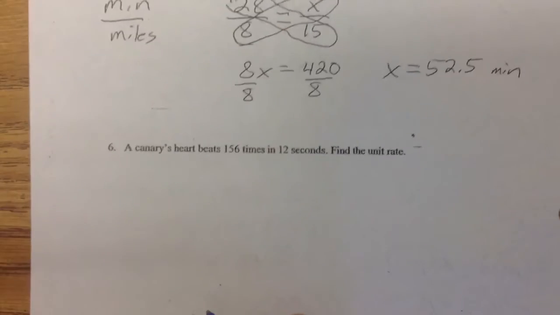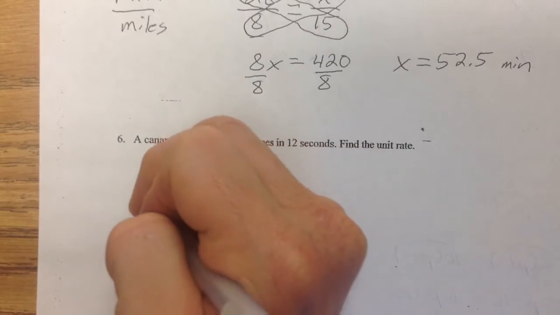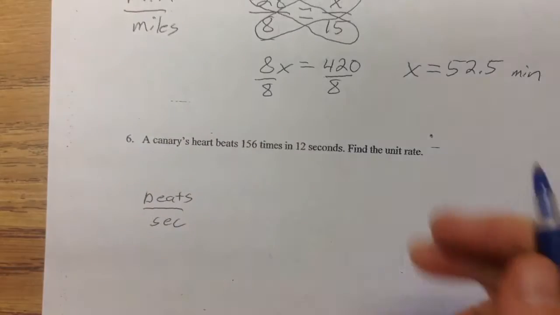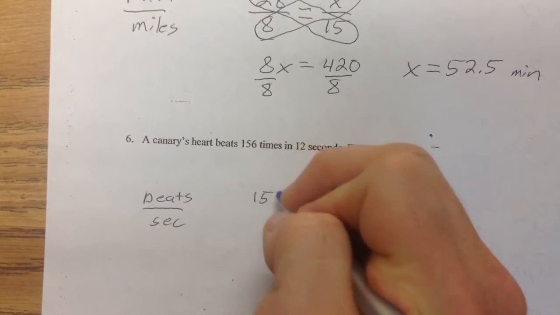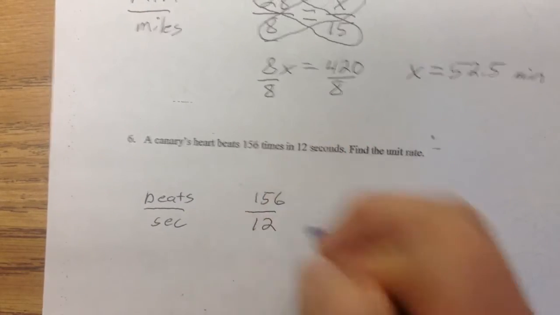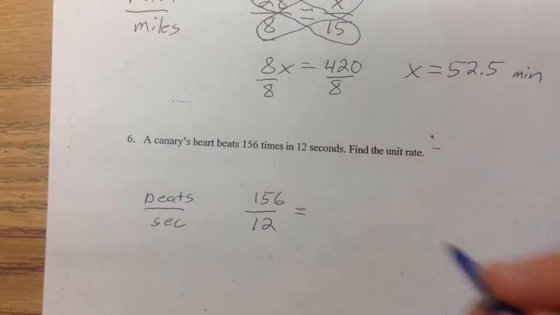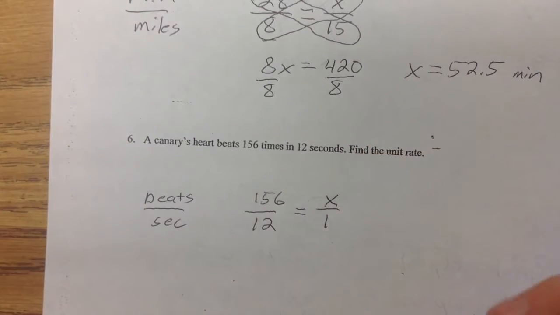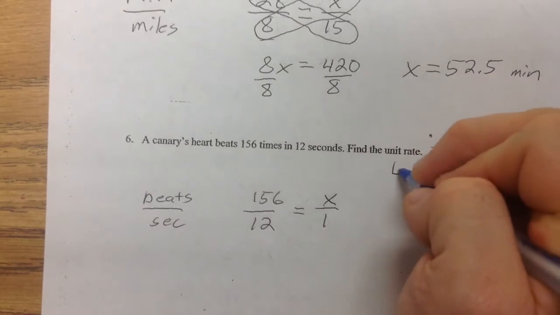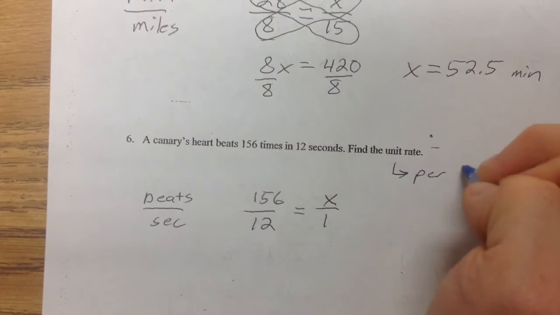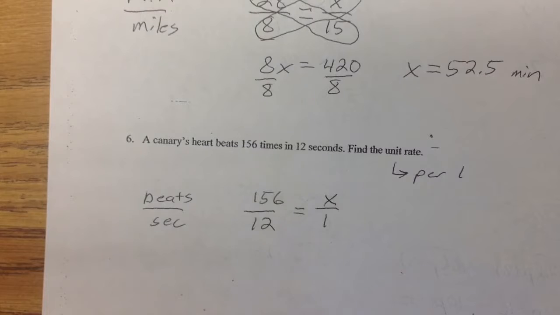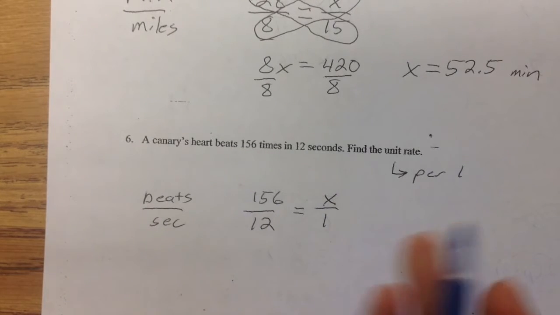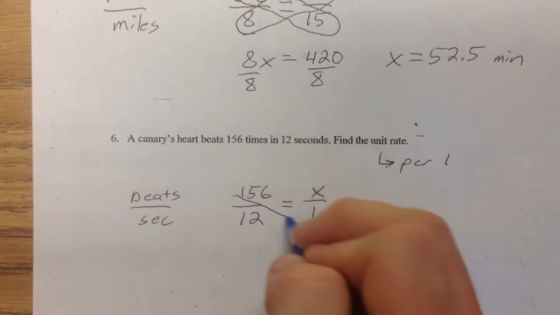So again, we're going to start with our key here. We've got beats and we've got seconds. It beats 156 times in 12 seconds. So we want to know how many times is it going to beat in just 1 second. That's what you have to remember, that unit rate is per one of something. Once we have that set up, beats, beats, seconds, seconds, we can do our cross multiplication.